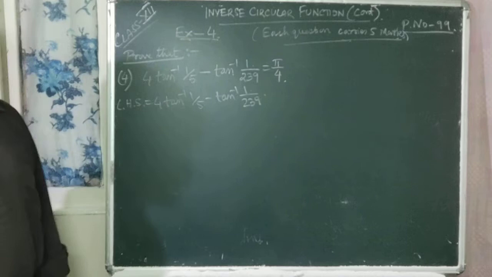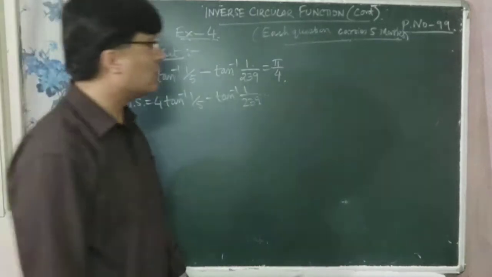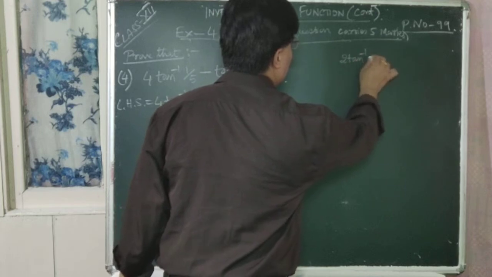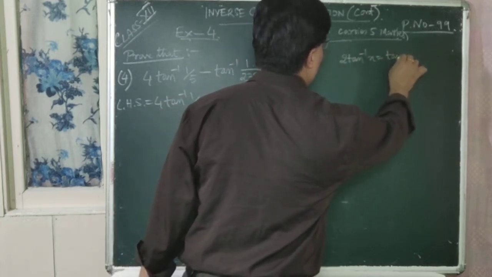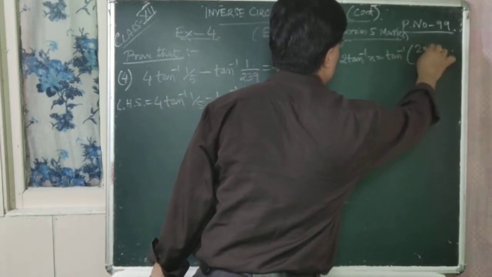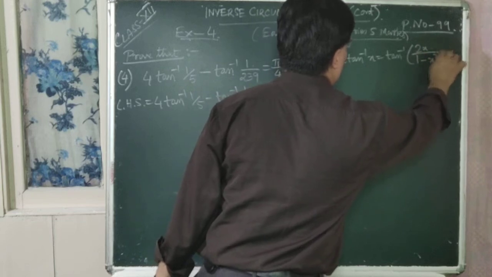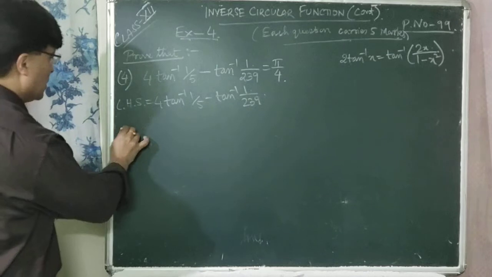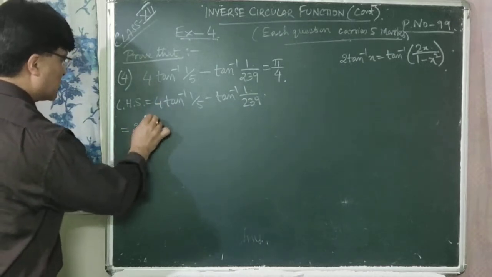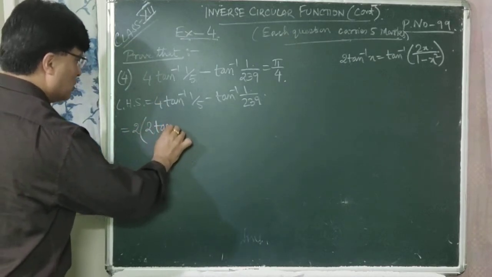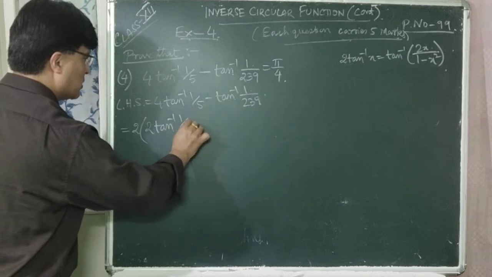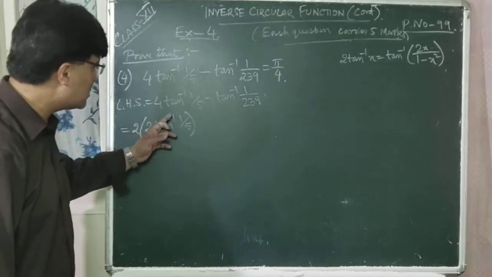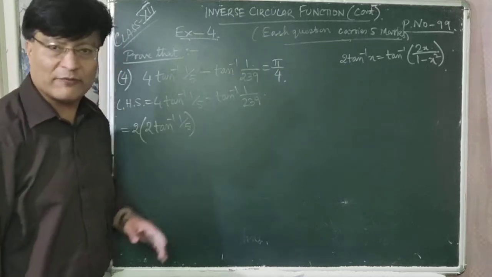Now what is the formula that you can use for the first term? 2 tan inverse x, isn't it? So 2 tan inverse x is equal to tan inverse 2x upon 1 minus x square. This is the formula that you can use here. Okay. So this 4 can be written as 2 into 2 tan inverse 1 upon 5. Right. So this is your 2 tan inverse x. What is x here? It is 1 by 5.